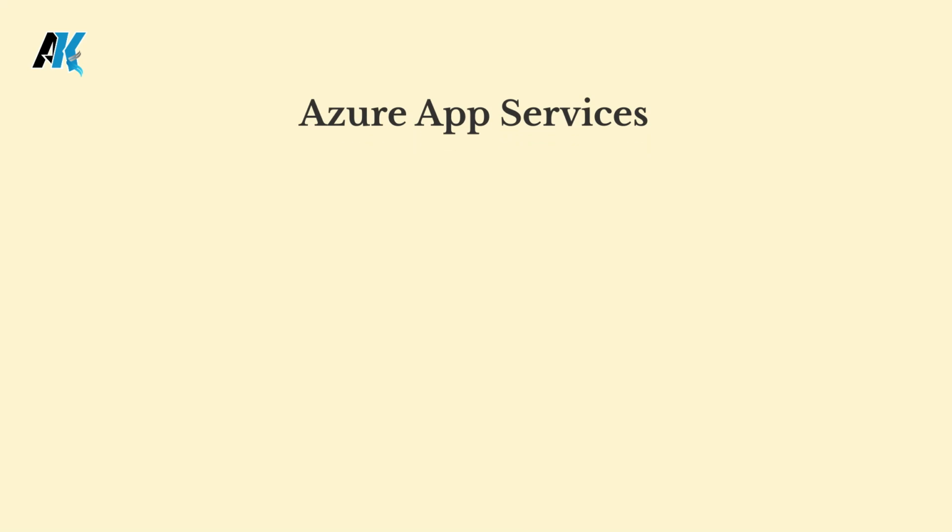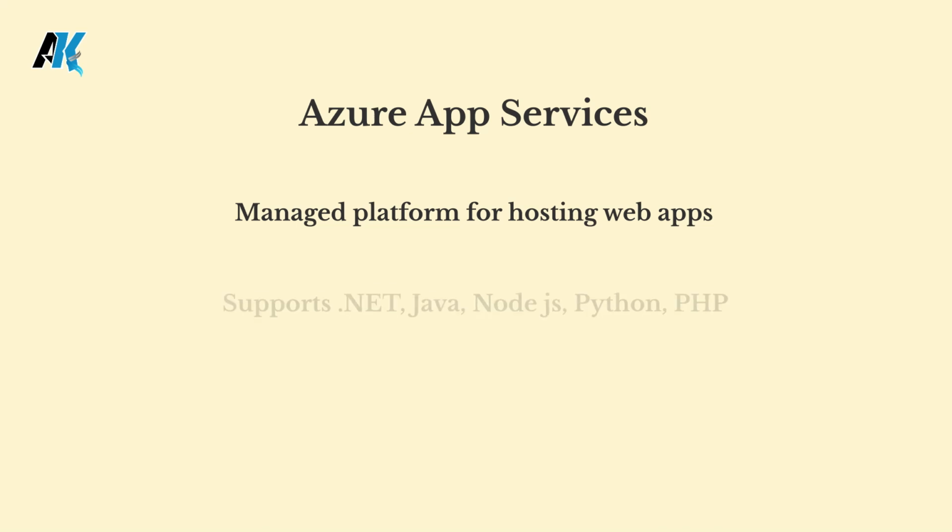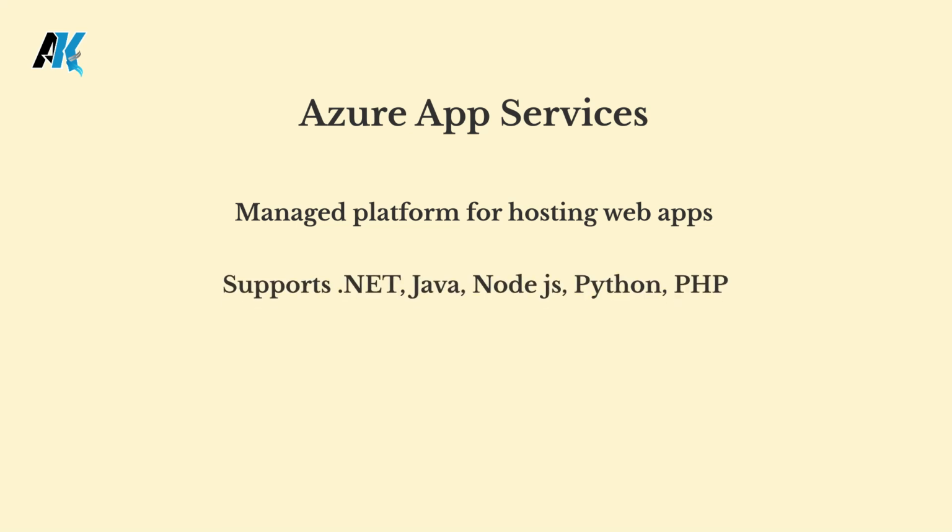Azure App Services is a fully managed platform for hosting web applications, RESTful APIs, and mobile app backends. It supports a variety of programming languages, including .NET, Java, Node.js, Python, and PHP, making it a highly flexible platform for developers. Continuous deployment options like integration with GitHub or Azure DevOps allow you to streamline development and deployment processes.